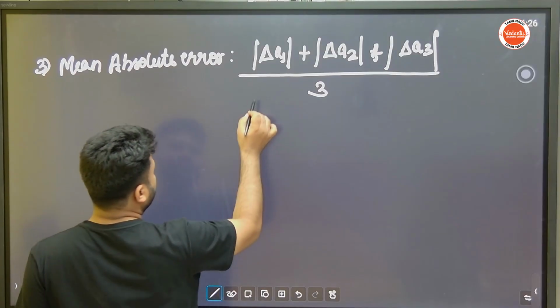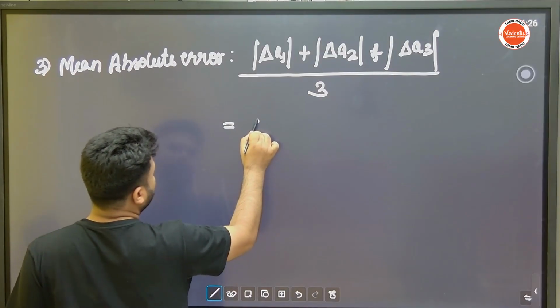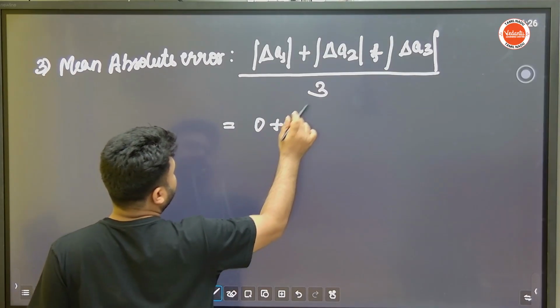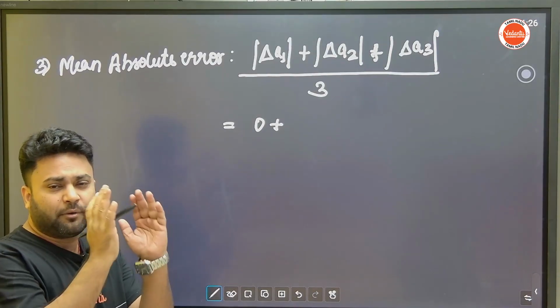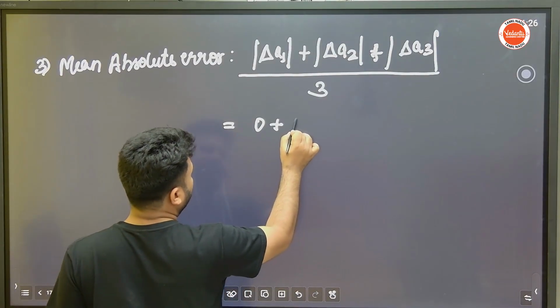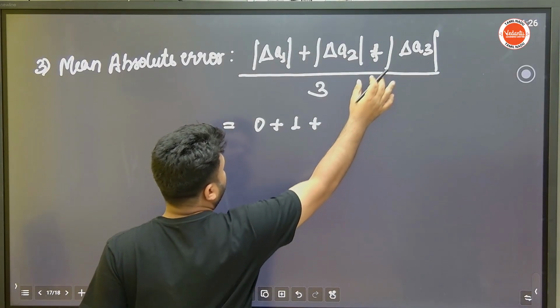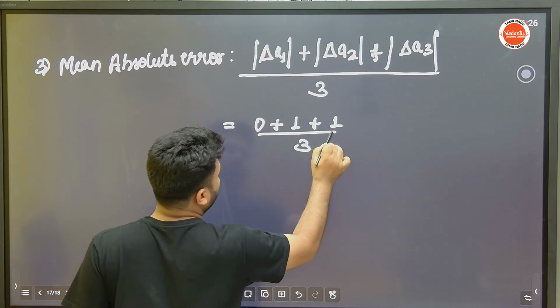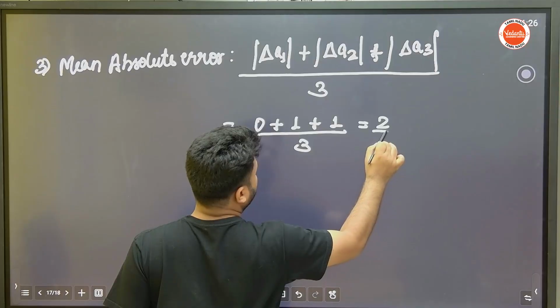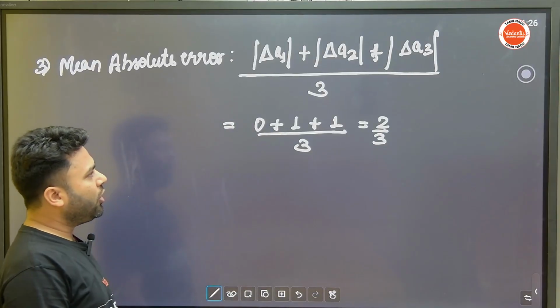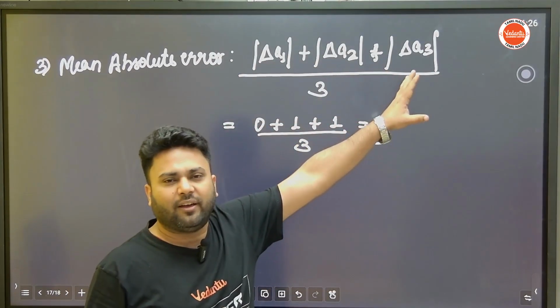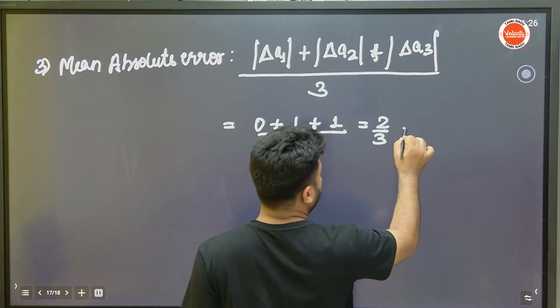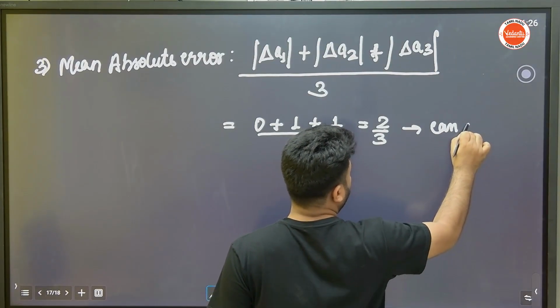So our first delta A1 was 0. Second delta A2 was minus 1, but mod means it will become plus 1. And third, already it was plus 1, divided by 3. So how much are we getting? 2 by 3. Now always remember, because we have taken the mod values, it can never be negative.